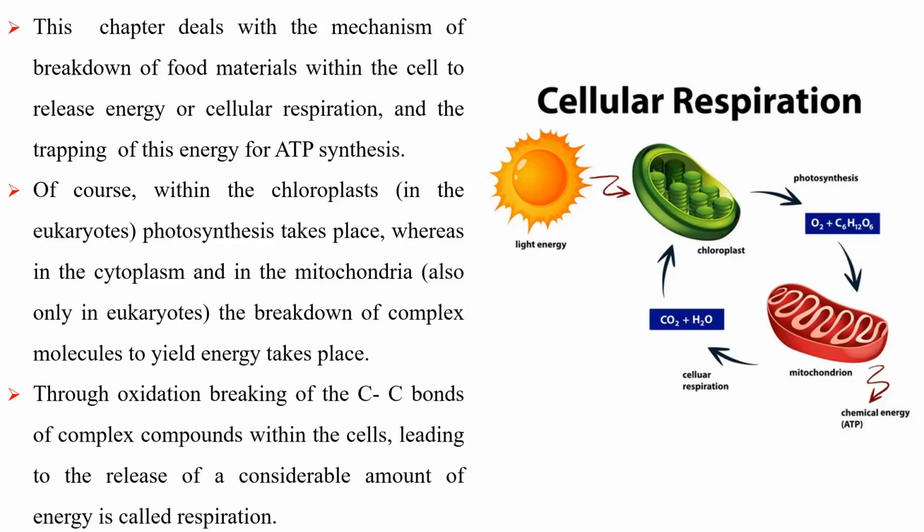This chapter deals with the mechanism of breakdown of food materials within the cell to release energy, or cellular respiration, and the trapping of this energy for ATP synthesis. Of course, within the chloroplast, photosynthesis takes place, whereas in the cytoplasm and in the mitochondria, the breakdown of complex molecules to yield energy takes place.